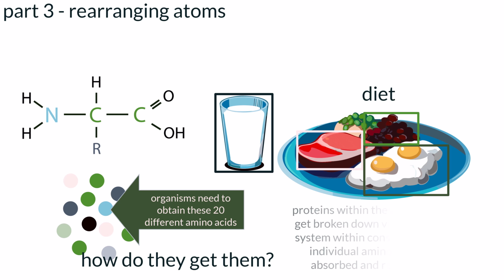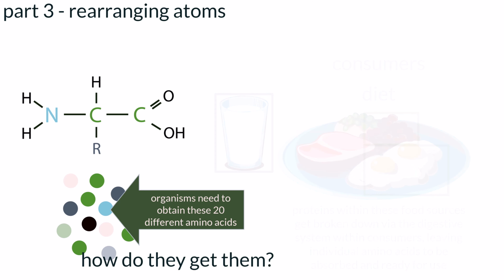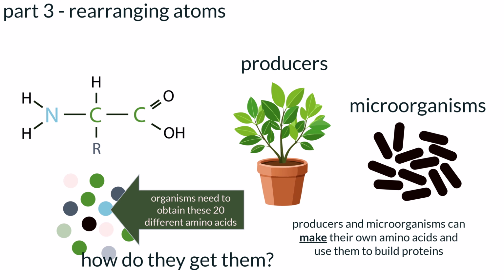Dietary proteins are broken down into amino acids during digestion. These amino acids are then absorbed into the bloodstream and used for protein production. Consumers can get most amino acids from our diet. So how do producers, such as plants, get amino acids? Plants and microorganisms, like bacteria, can make amino acids and then assemble those amino acids into the proteins needed for their cells to function.